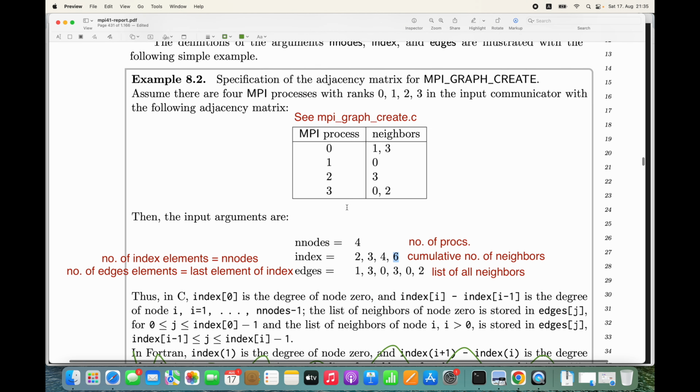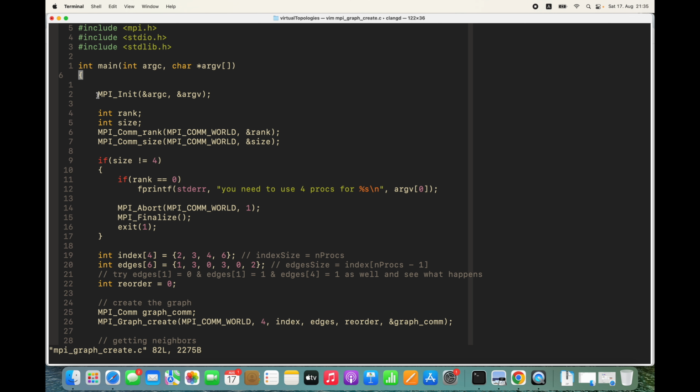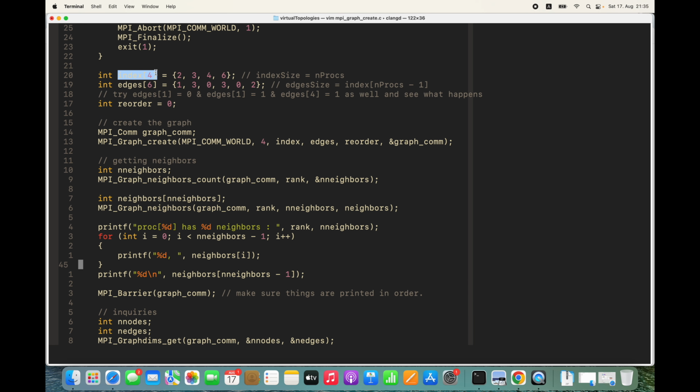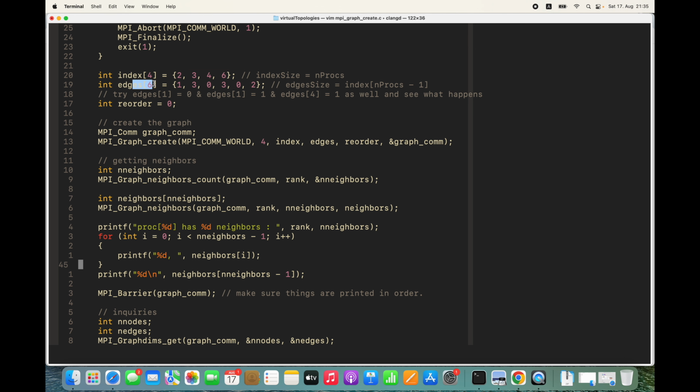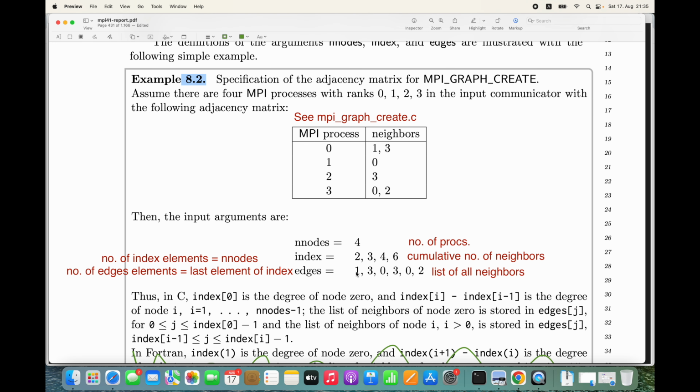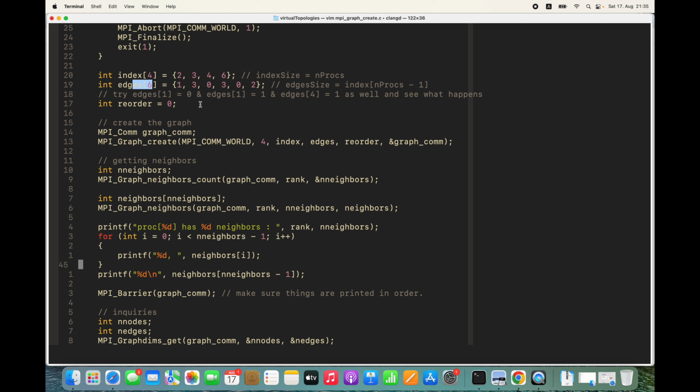And we're going to see this beautifully in this example. These things are repetitive; we have seen them. You see we're working with 4 processes this time. Our index is 2, 3, 4, 6, which is exactly a replication of example 8.2 right here. And then edges is going to be 1, 3, 0, 3, 0, 2. I also put some comments here; we're going to talk about those comments in a second. Reorder is 0. Again, reordering is not allowed.